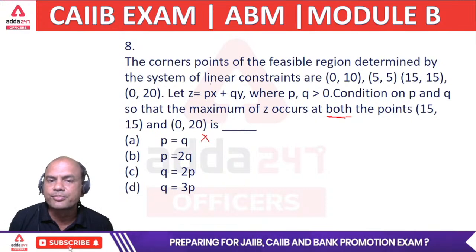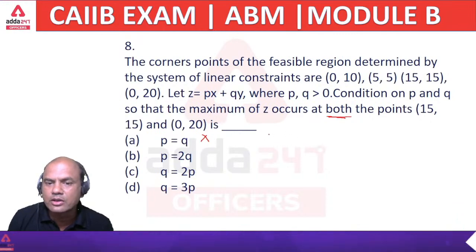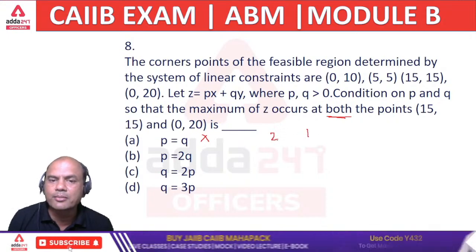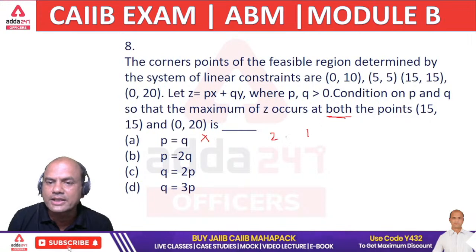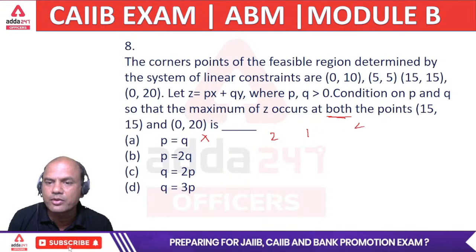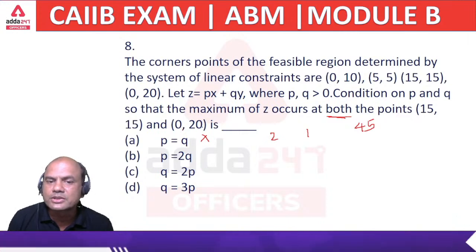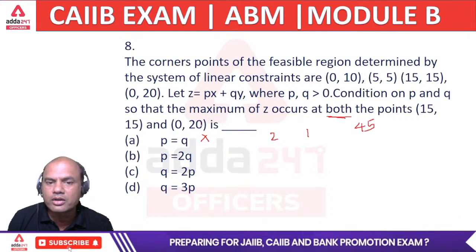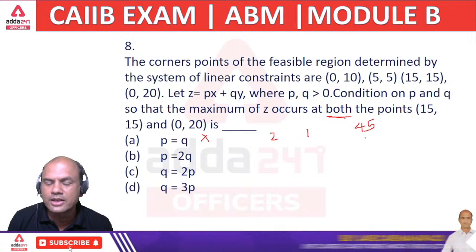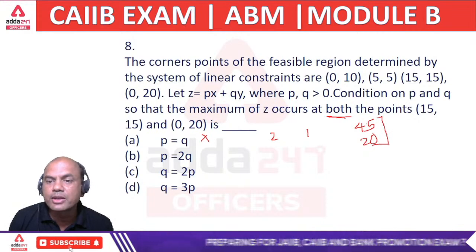Second, P equals 2Q. Now this is 2 and this is 1. We'll see option B now. So this is P equals 2 and Q equals 1. So what happens now? 2 into 15, put this X. 2 into 15 plus 1 into 15, right? 30 plus 15, 45, you'll get it over here. And similarly for the other one, 2 into 0 plus 1 into 20, right? 1 into 20. So it is 0 and 20. So again both are not equal over here. They should be equal. That is the answer.